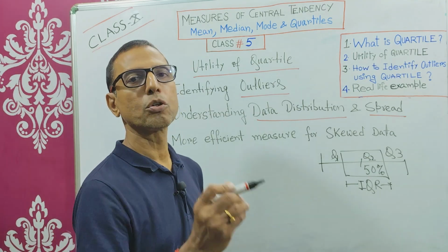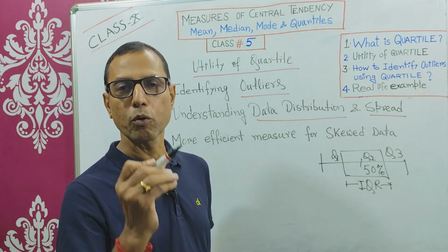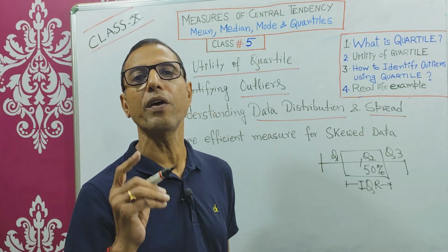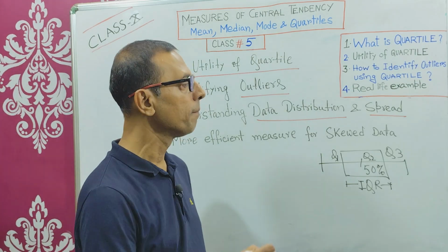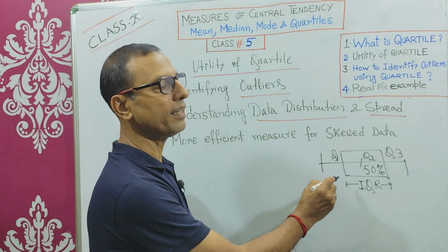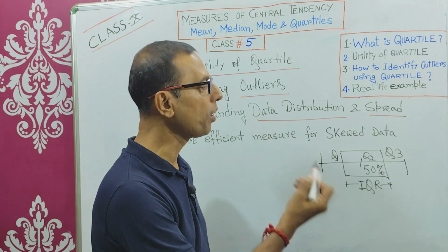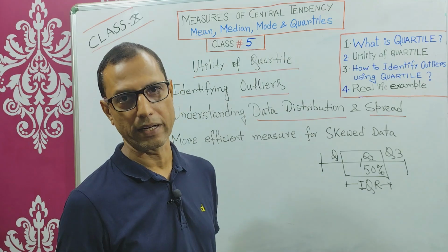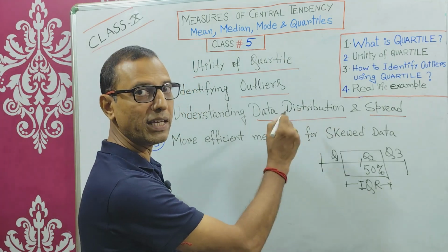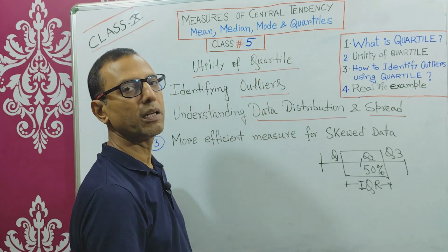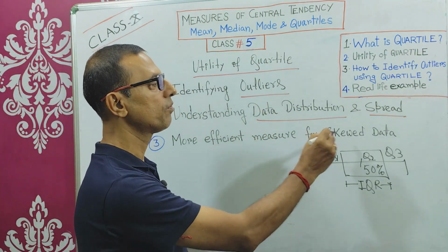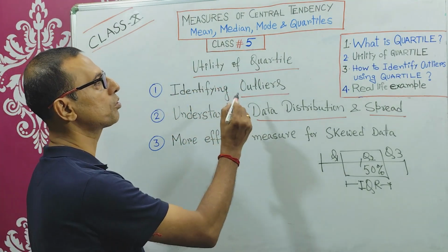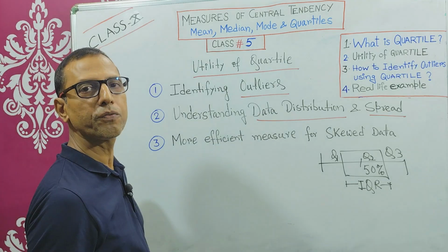Whereas since median is a positional reference, it is not considering all the observation values directly, it is the position of the data. Therefore, it has very minimal impact while there is a presence of outliers. So for skewed data, median and quartile both are efficient measures, not mean. These three are the most important utility of quartile.